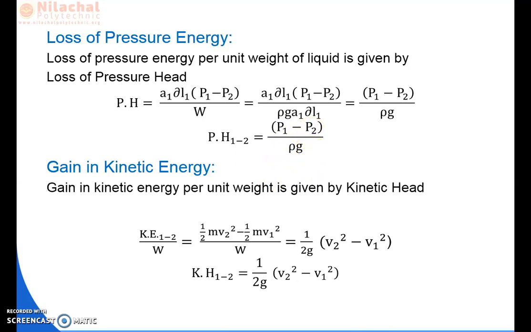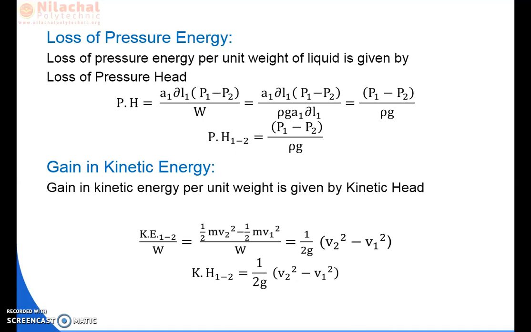As we know that the kinetic energy is increased because the area of pipe is more at outlet and less at inlet. Hence, because of the difference of area, the velocity at inlet is less, the velocity at outlet is more. The kinetic energy at inlet is equal to half m v1 square. The kinetic energy at outlet is equal to half m v2 square. So the pressure energy drop is in terms of gain in kinetic energy. So the gain in kinetic energy means kinetic energy at outlet minus kinetic energy at inlet.